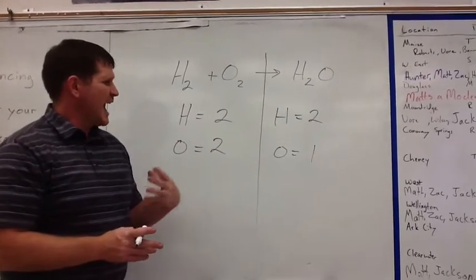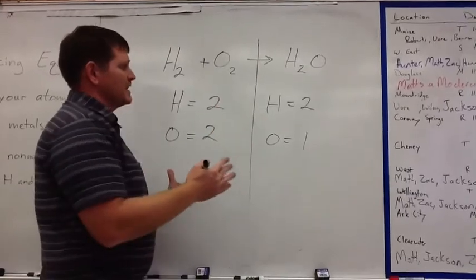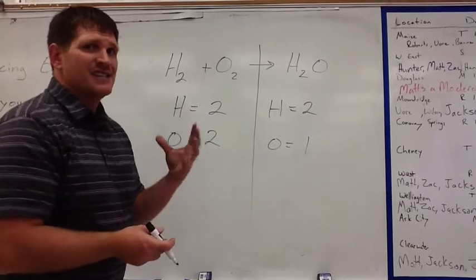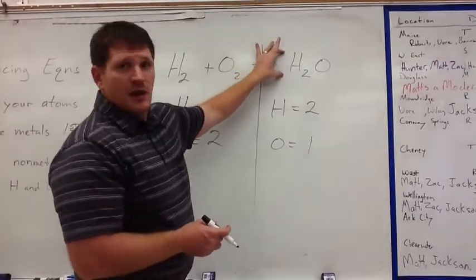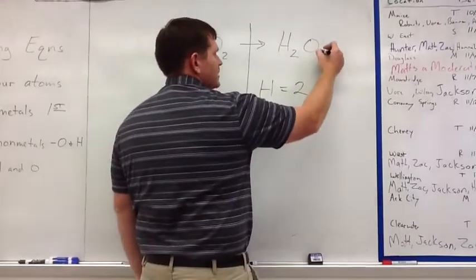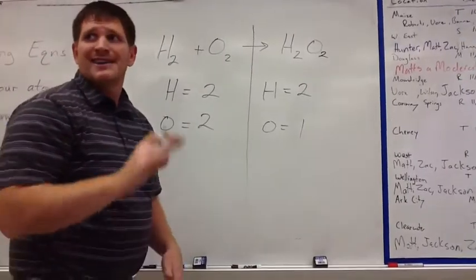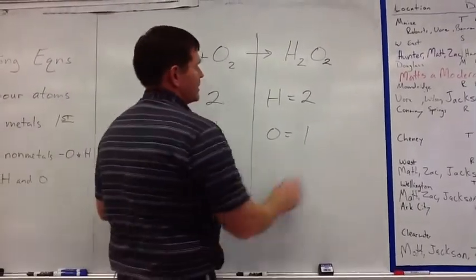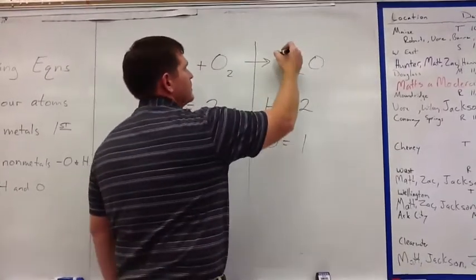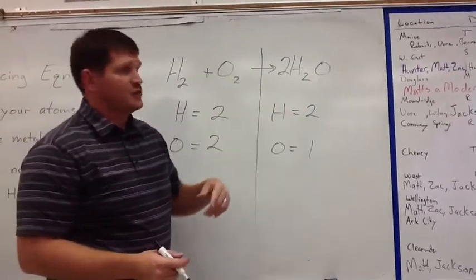So let's figure out how we're going to get them to equal each other. The only way that I can get them to equal each other is by putting in what's called a coefficient. That's the number that comes in front of the compound or the element. If I put it behind, like if I put a 2 here, I completely change the compound. That is bad news. I can't do that. So, that's bad. Don't do that. So we put a 2 here, the coefficient, and I end up with 2H2O.